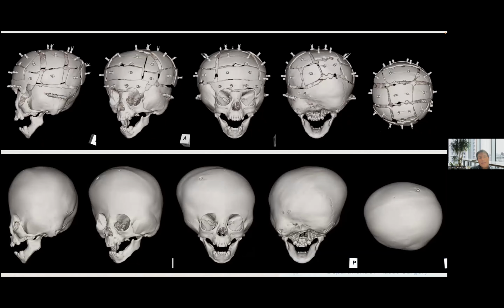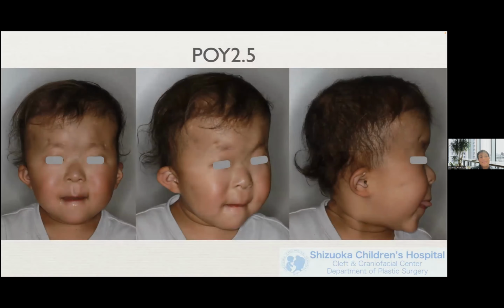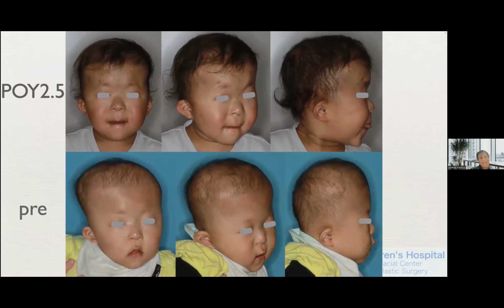Comparing before and after the surgery, we can observe an improvement in the cranial morphology. These photos were taken 2.5 years after the surgery. These are comparisons between the pre- and postoperative photos. The head shape has improved.